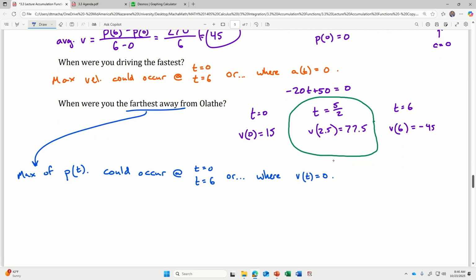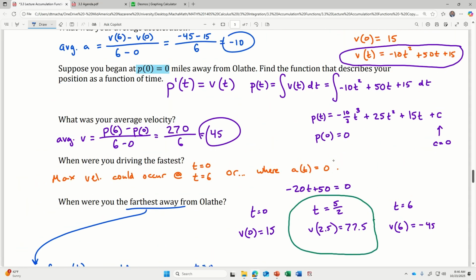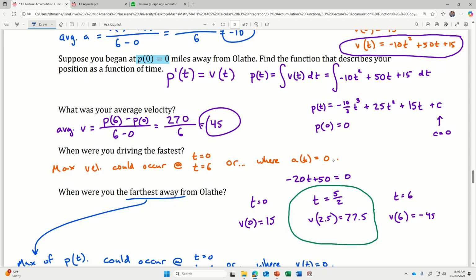Let's find the velocity function. Here it is, negative 10t squared plus 50t.